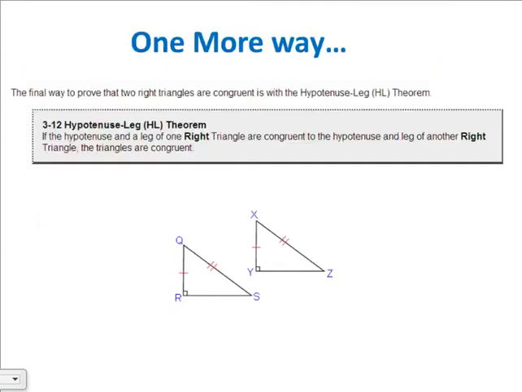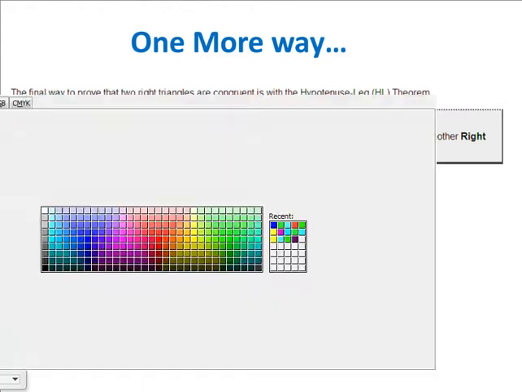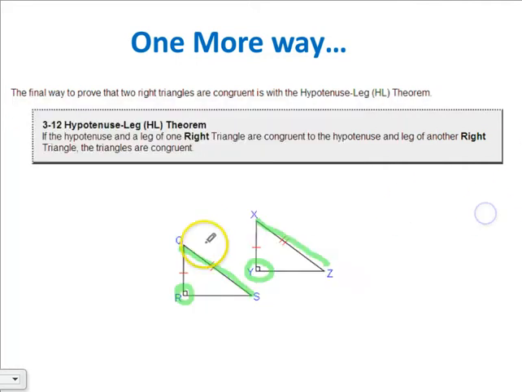I know we've got a lot in there. One more way is the hypotenuse leg theorem. And remember, the only way that we can use this is if we're dealing with a right triangle. If we've got a right angle, see these right angles, we can use the hypotenuse leg theorem. So the hypotenuse has to be congruent, and then one of the other corresponding legs has to be congruent. And that's the hypotenuse leg.